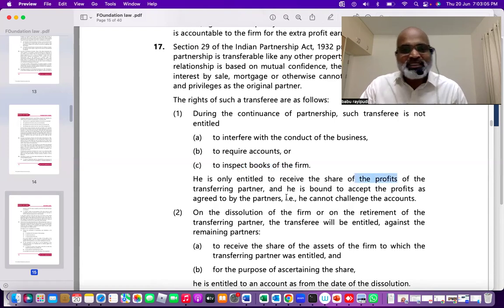He's only entitled to receive his profit. Is my point clear? He's only entitled to receive his profit. Understood? Of the transferring partner, he is bound to accept the profit accepted by the partners. He cannot challenge the account.